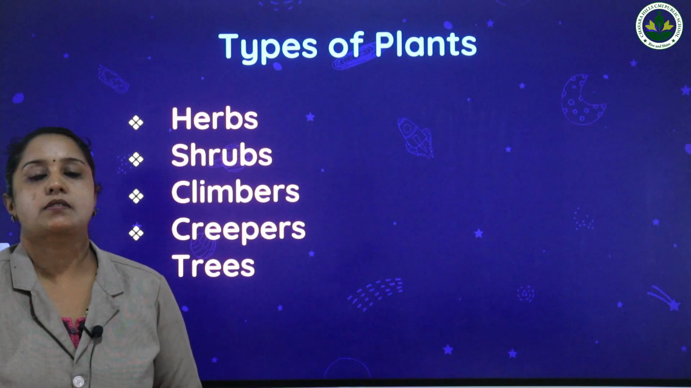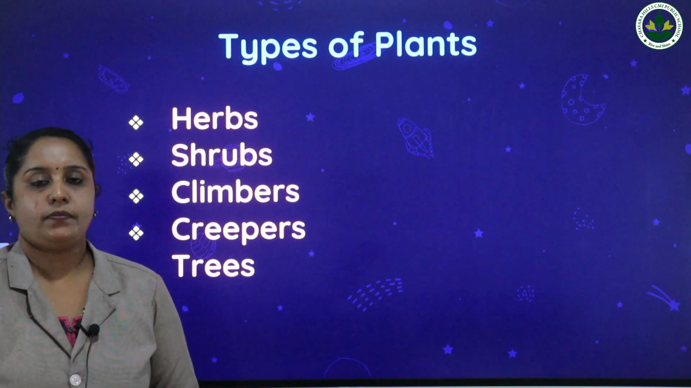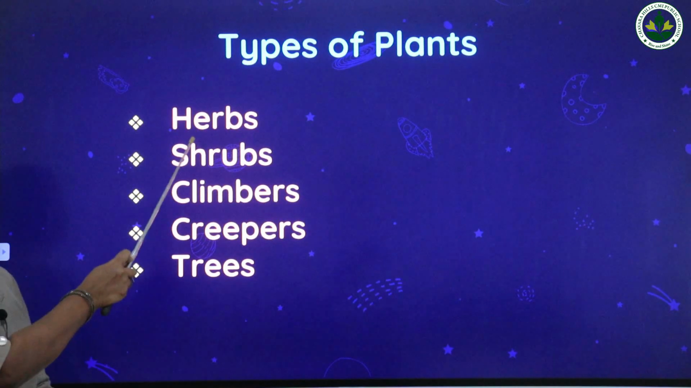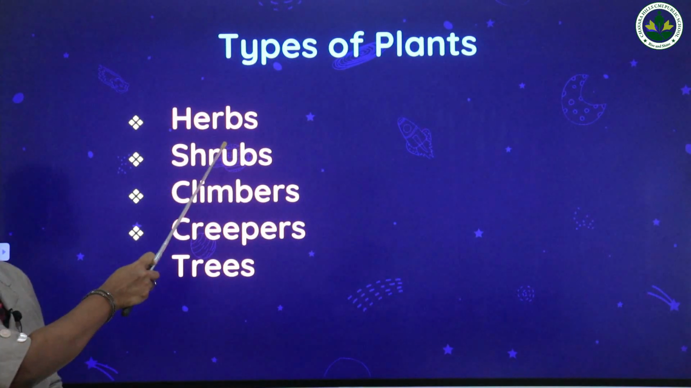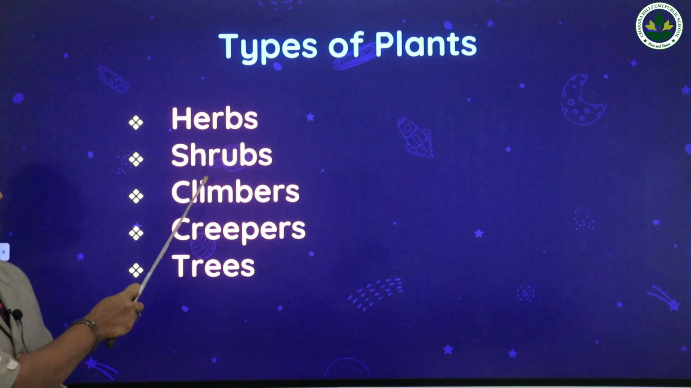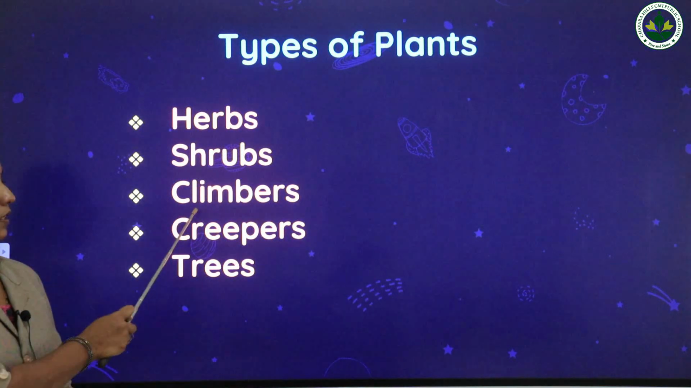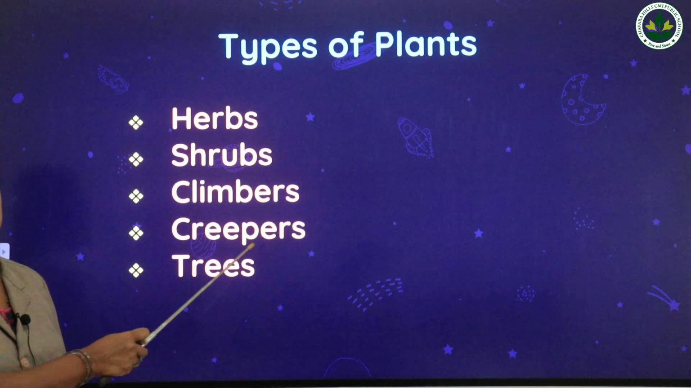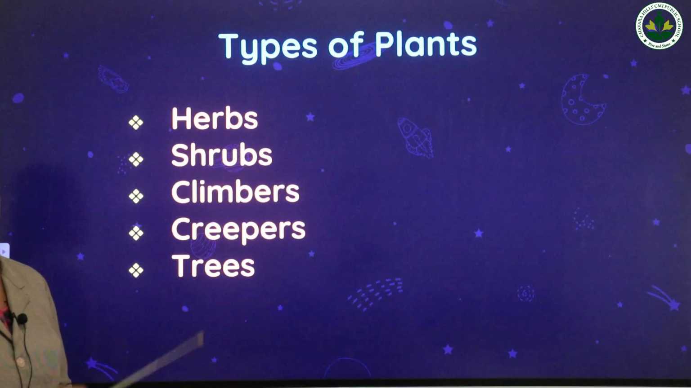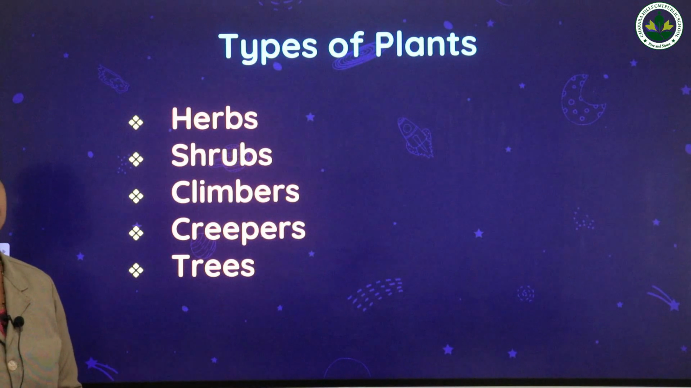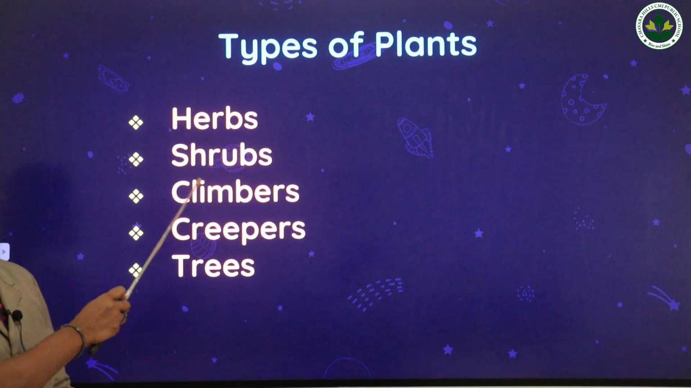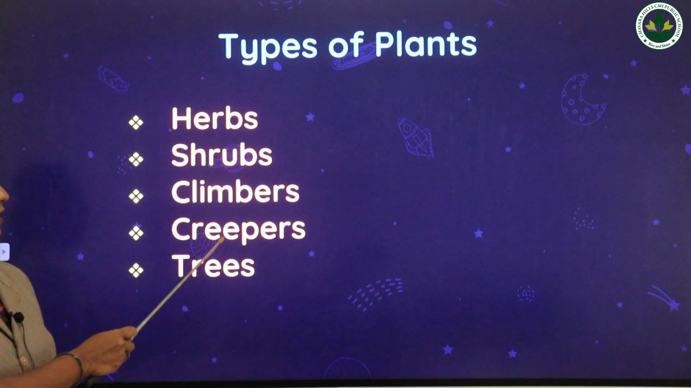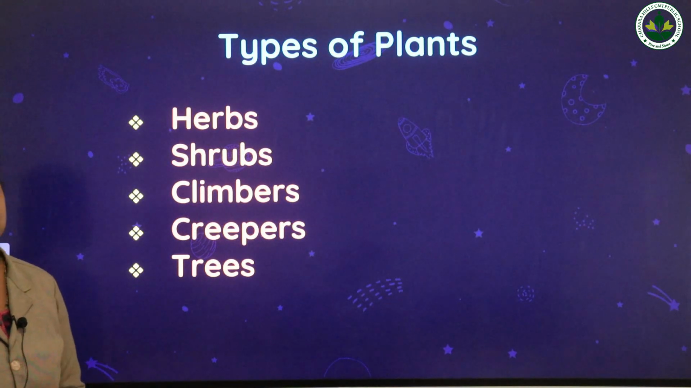So based on the structure of the stem, they are classified into five. Here you can see the first type of plant is herbs. The second one is shrubs. Third one is climbers. Then you have creepers. And the last one is trees. Have you come across the names of these plants? Let us repeat it once again. Herbs, shrubs, climbers, creepers and trees.